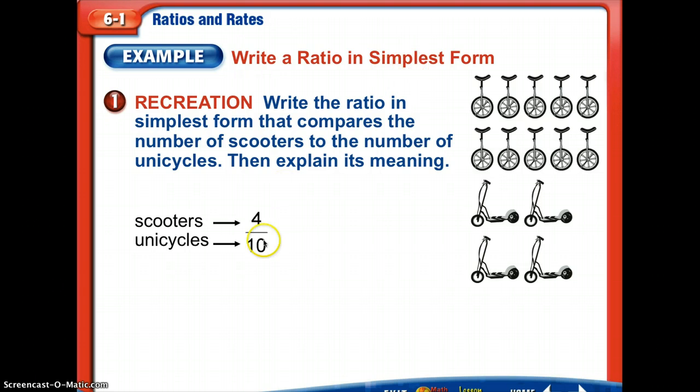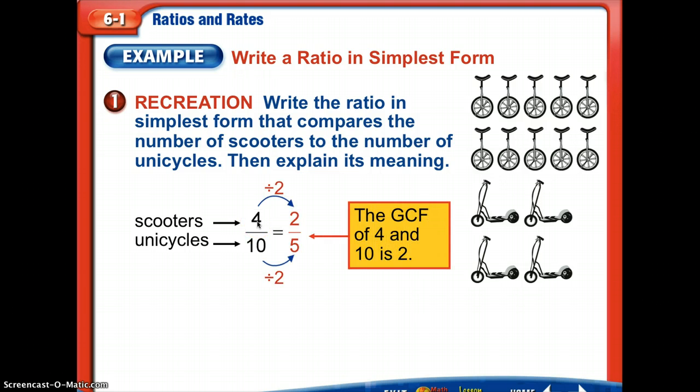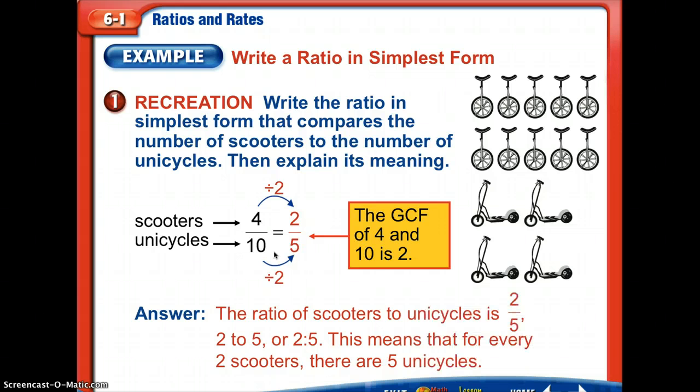If we want to get the simplest form, we need to think of a number which is the greatest common factor of both 4 and 10. So what is the biggest number that you can use to divide both numbers and you will get a whole number? And that is going to be 2. So you divide both numbers by 2 and you will have 2/5. So this means the ratio of scooters to unicycles is 2/5 or 2 is to 5. This means that for every 2 scooters, there are 5 unicycles.